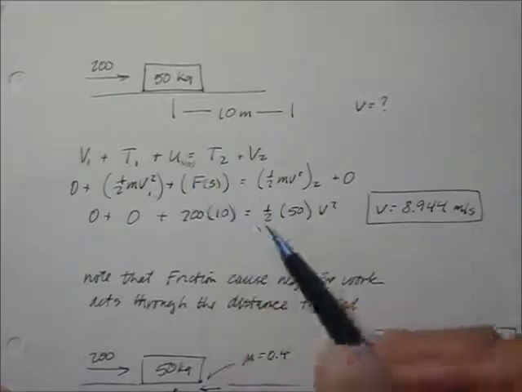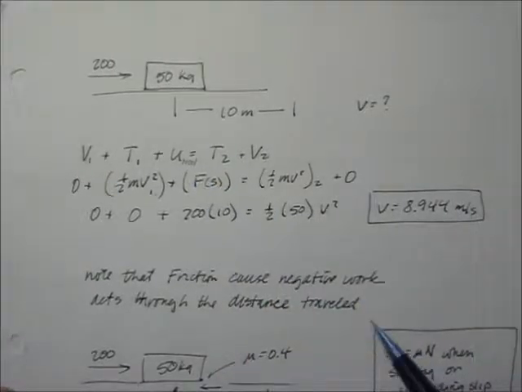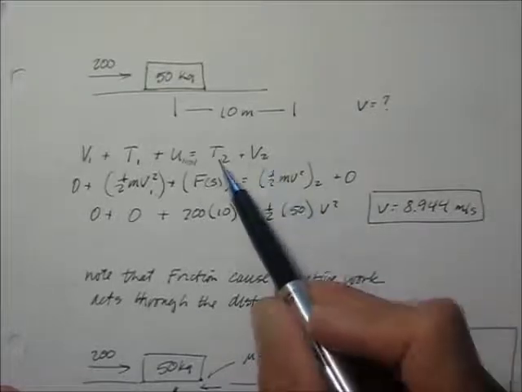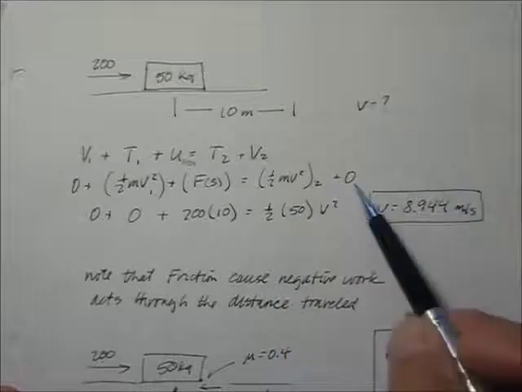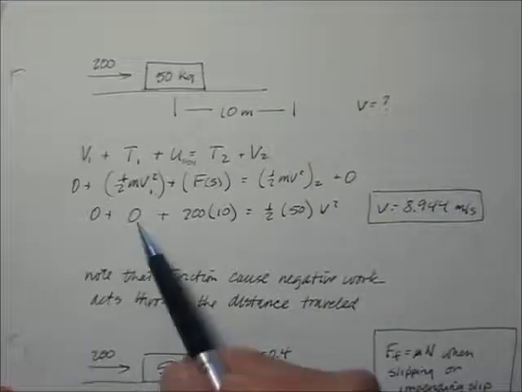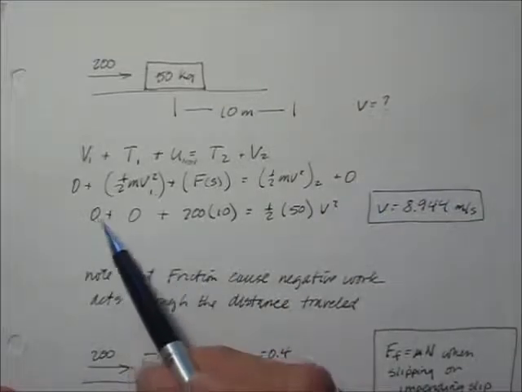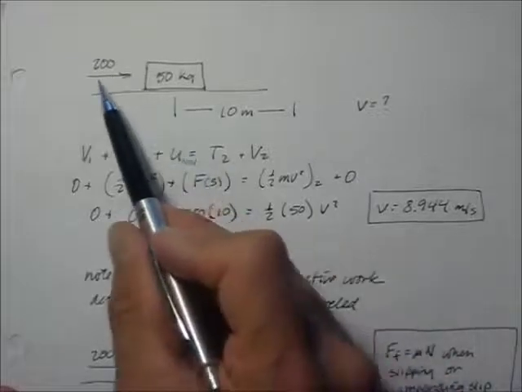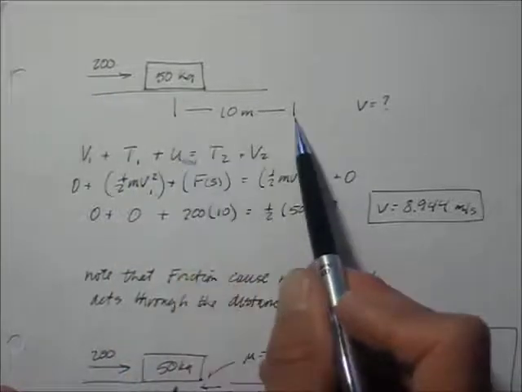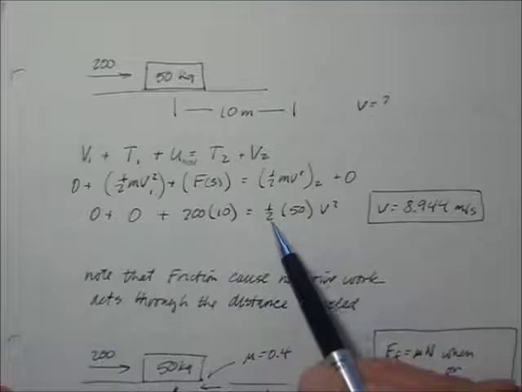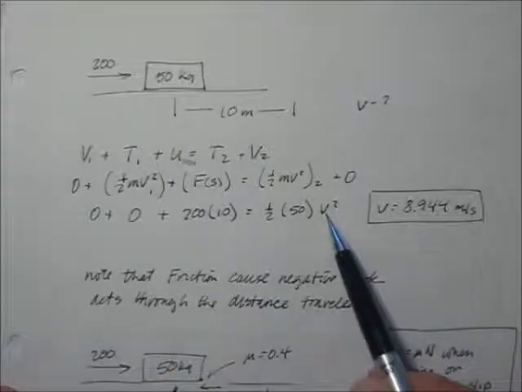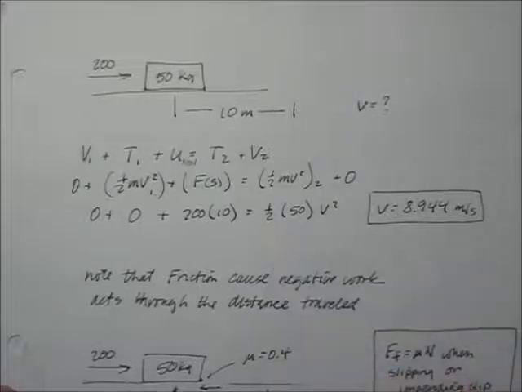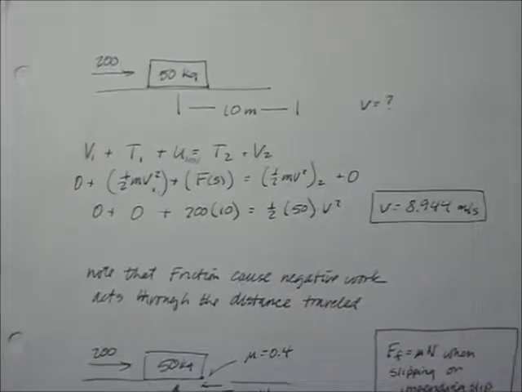F times S is going to be our non-conservative force, so it's going to be the pushing force times the distance we move it. And in the end, I'll have a T2, which is 1/2 mv squared, and I won't have any change in potential energy, so that term will be 0. All right, so I add these all up. 0 plus 0 plus 200, my pushing force. I've pushed it 10 meters. 200 times 10 equals 1/2 times the mass, 50 kilograms, times the velocity squared, and I solve that for the velocity, and I can get 8.944 meters per second.